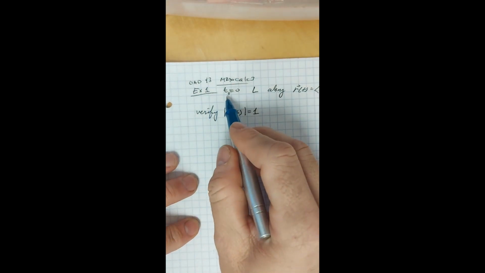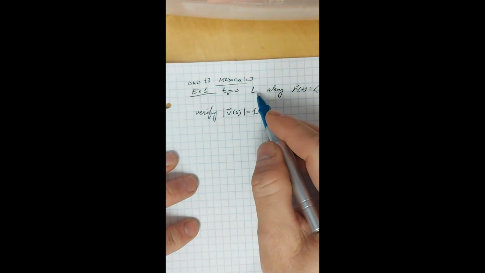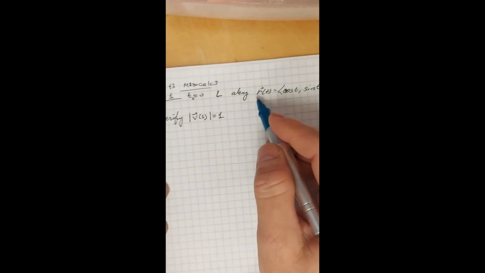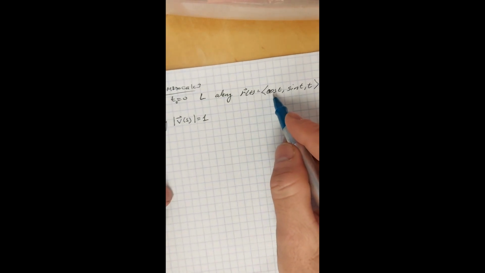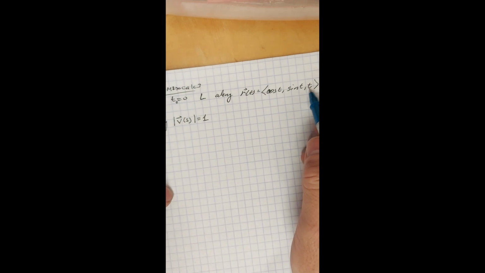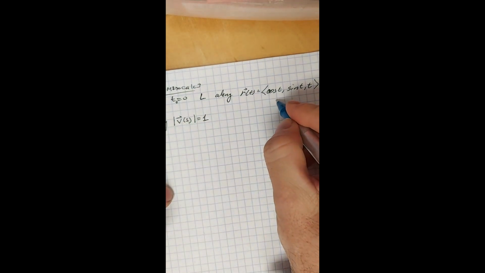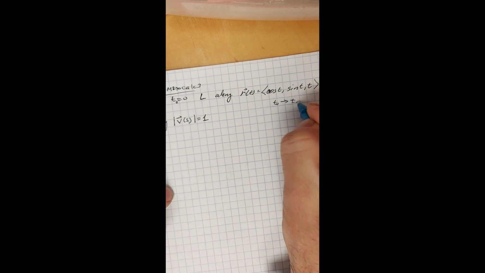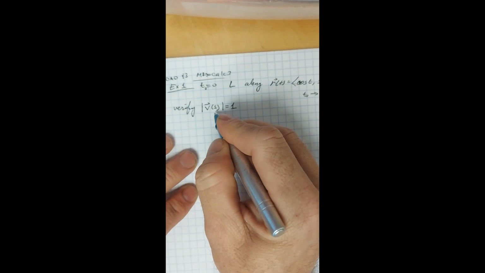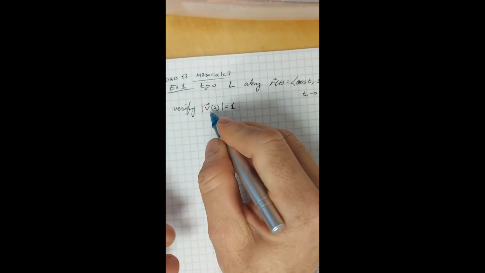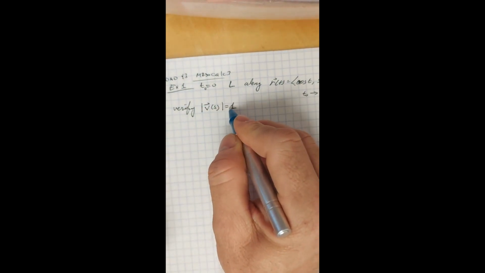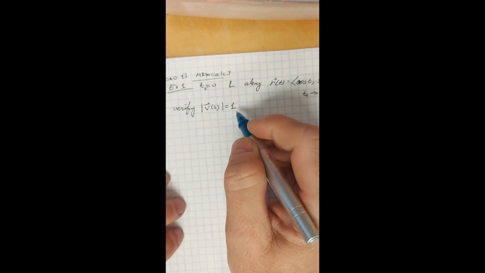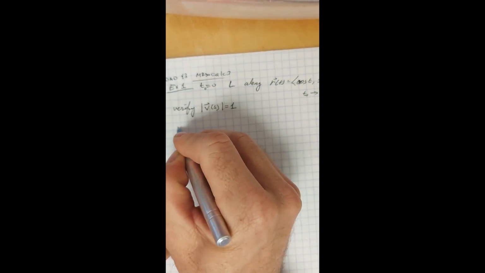In this example, we consider t0 equal to 0, and we want to find the arc length along the cycloid r of t given by cosine of t, sine of t, and t, for some value between t0 and t. We also want to verify that the absolute value of the velocity with respect to the arc length is equal to 1. Let's start by taking the derivative.